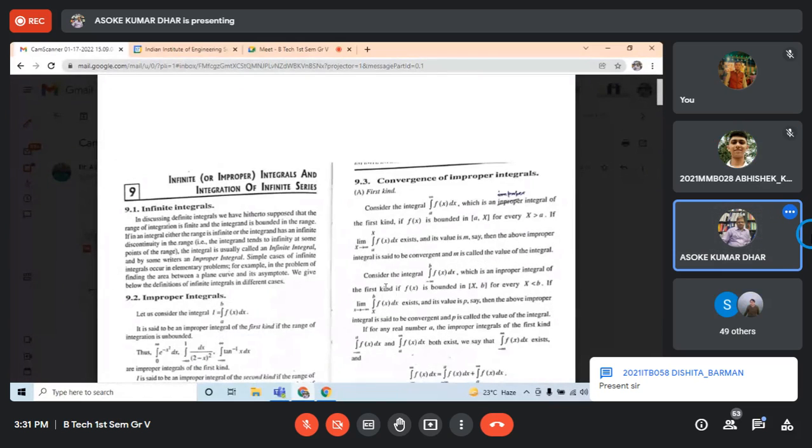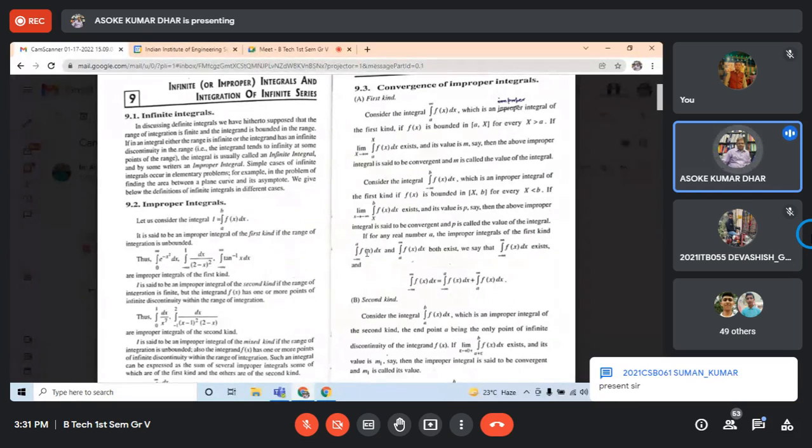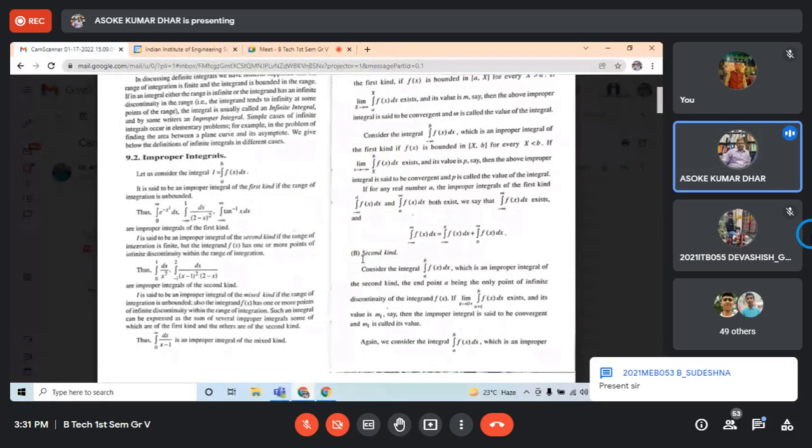So I am starting improper integration, which is also called infinite integration. What do you mean by improper integration? We have already discussed it. Now let us give an example. If we consider the integral of f(x) dx from a to b, then it will be improper.